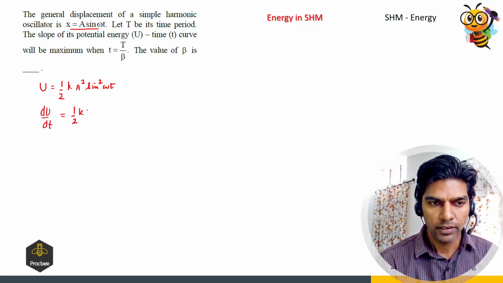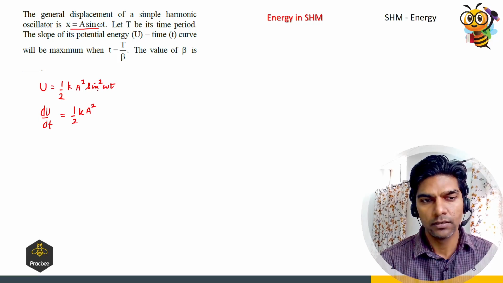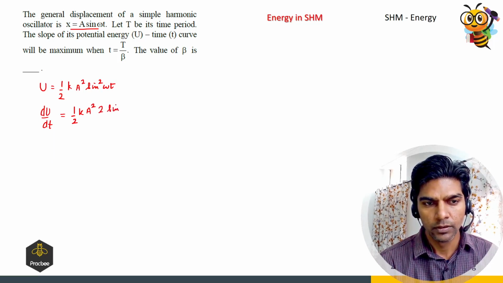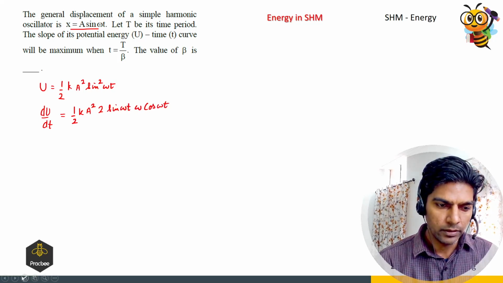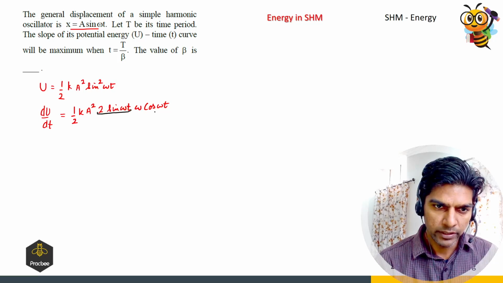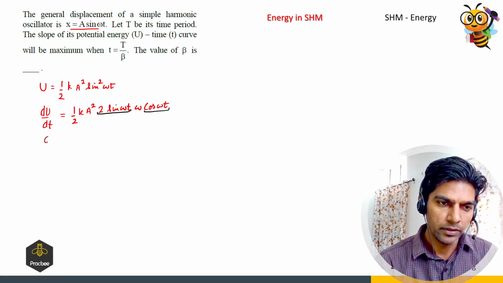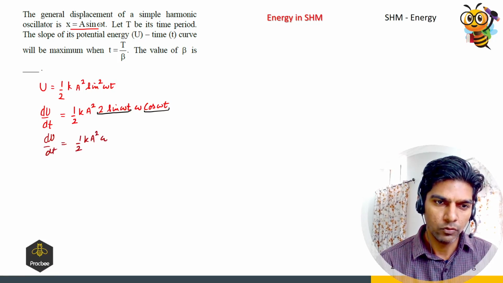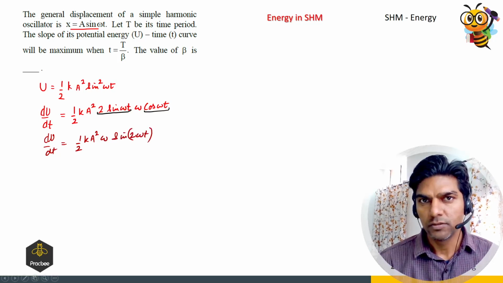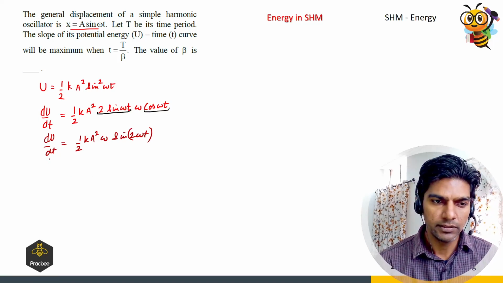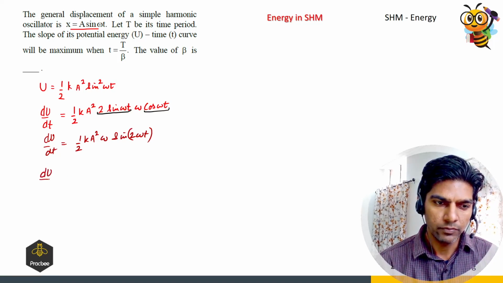So half k a square, and the differentiation of sine square omega t will be 2 sine omega t times omega cos omega t. Now if I club 2 sine omega t and cos omega t together, it becomes sine 2 omega t. So we can say dU by dt can be written as half k a square omega sine 2 omega t. Now we got the slope and we want to maximize this slope. So we're going to use the maxima minima concept. So let us differentiate this.